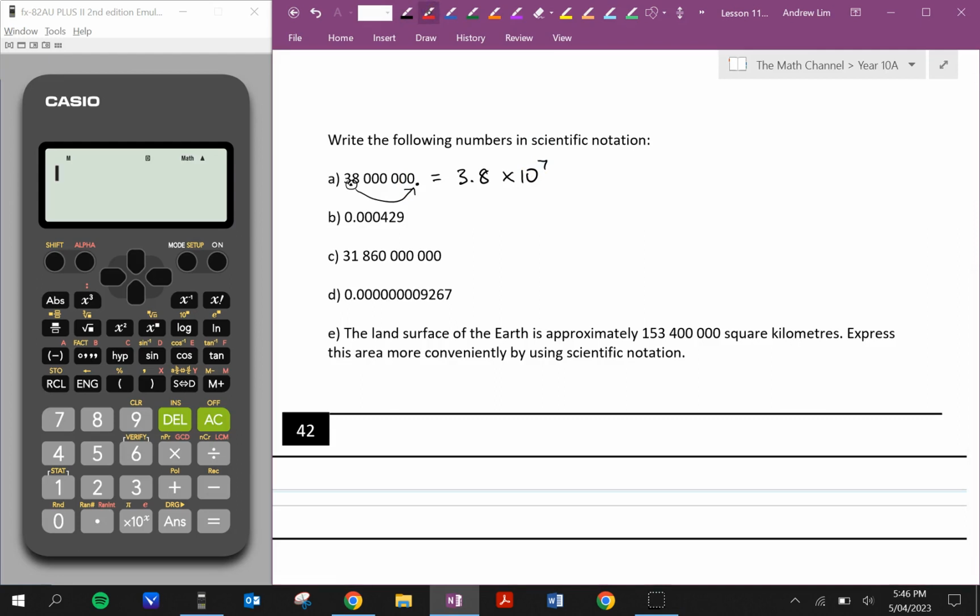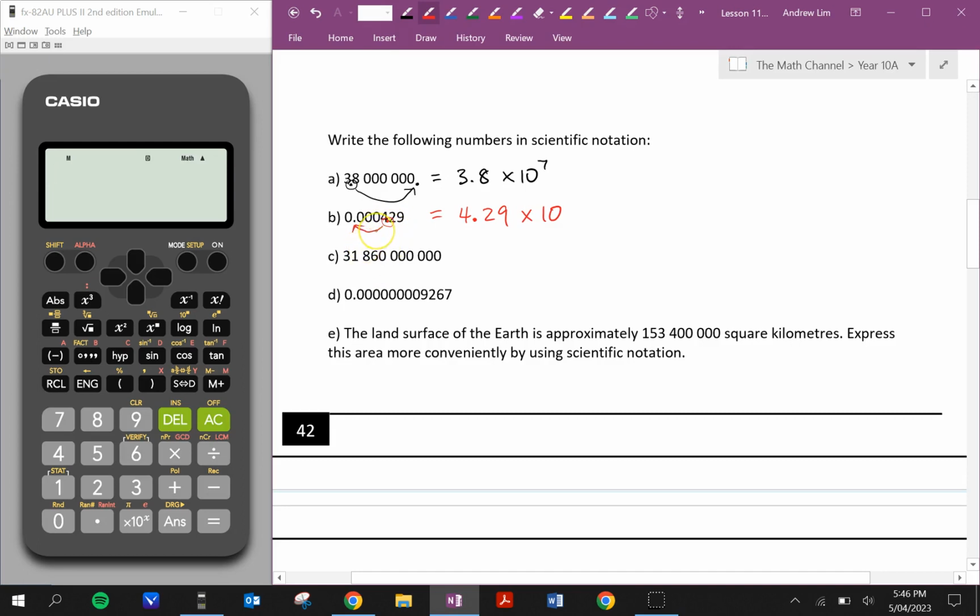What about in question B? 0.000429. Well, we can't have 0 point something. So the next non-zero digit is 4. So we're going to put the decimal here. 4.29 times 10 to the power of something. Now we put the decimal here. It needs to be over here on the left. So we actually need to move it left.